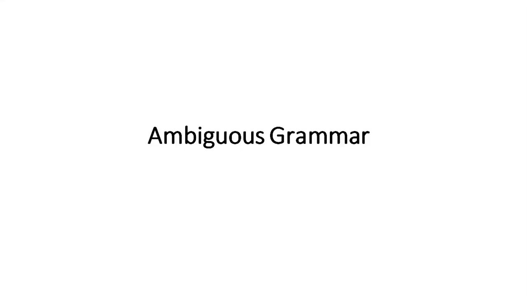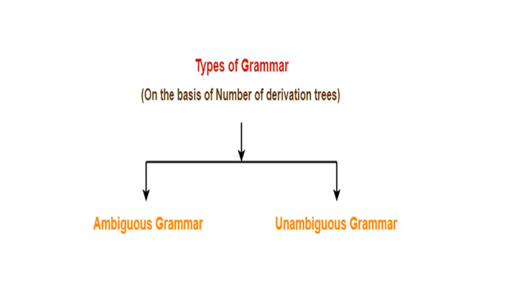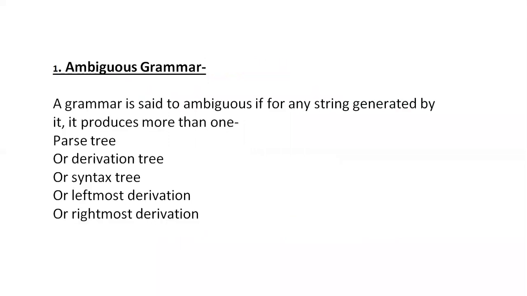Knowing what ambiguous grammar is, it is classified into two types: ambiguous and unambiguous. These two are divided based on the number of derivation trees. Based on the number of derivation trees, we can define which type of grammar it is. All of you, make a note of this structure, a small representation: types of grammars, ambiguous grammar and unambiguous grammar. And the first one is the ambiguous grammar.